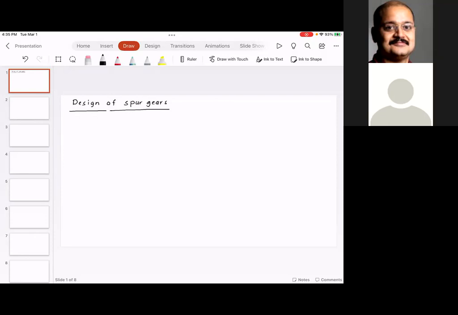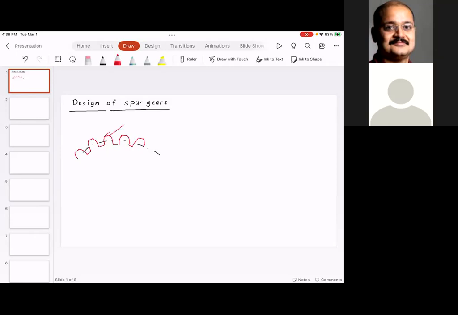If I were to draw the spur gear, it would look something like this. A spur gear would have something called the pitch circle diameter. And what are the two types of profiles that are used in spur gears, or any gear for that matter? What are the two types of gear tooth profiles? One is the involute profile and the other one is the cycloidal profile.